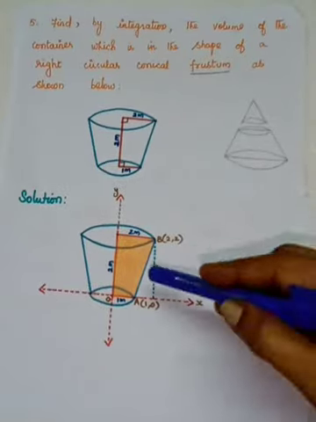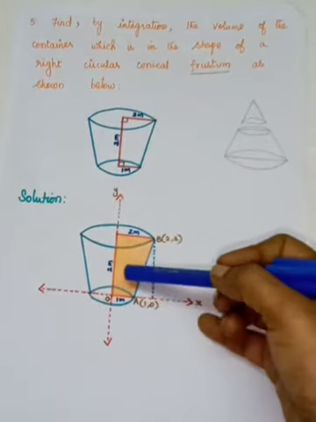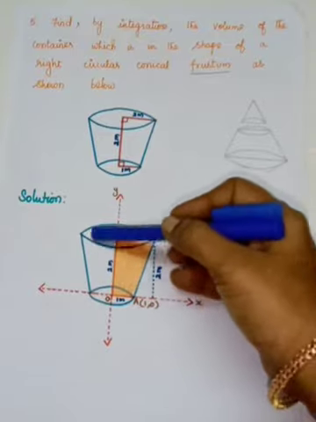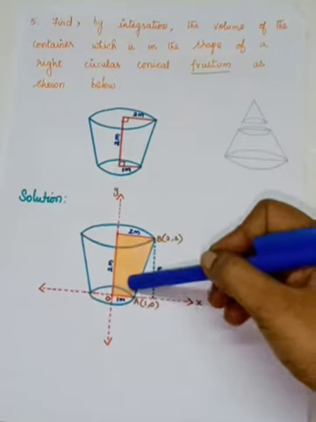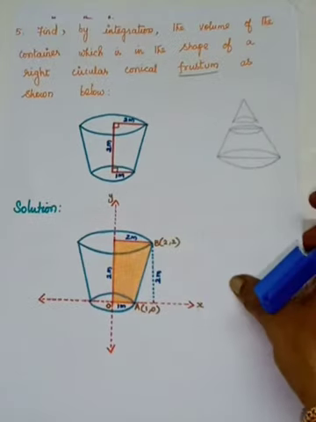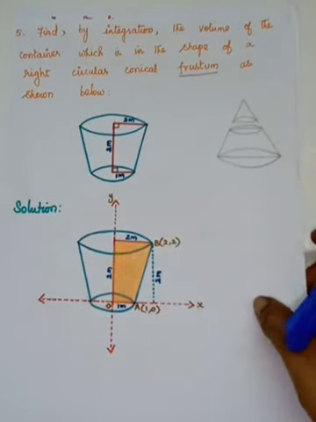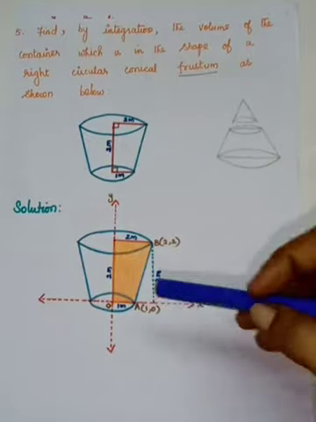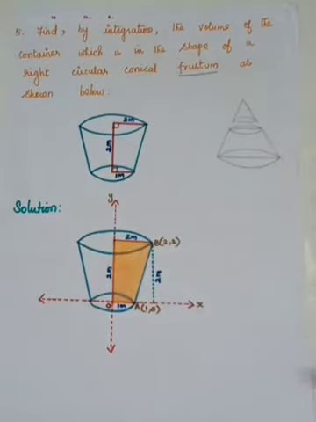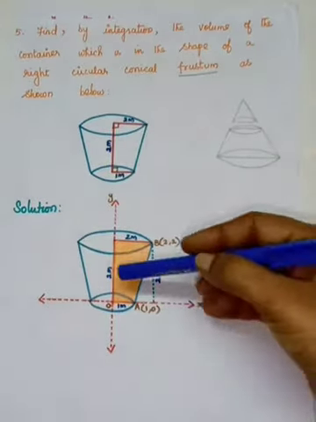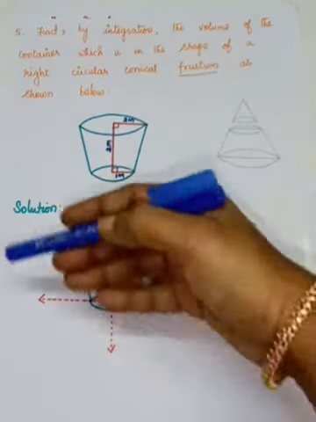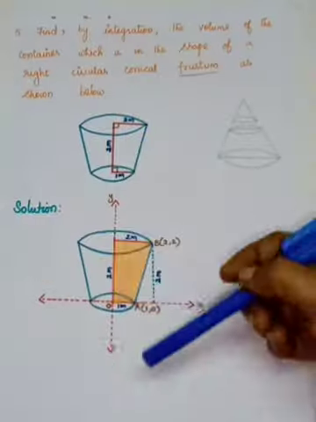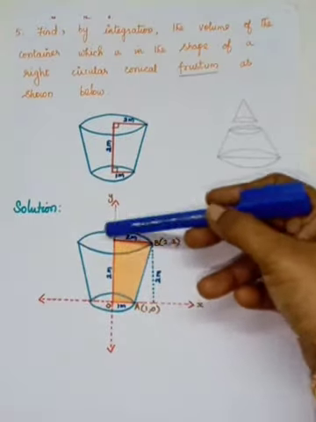See, the shaded portion is revolved about which axis? Y axis. You will get the frustum, that is a container, and you are going to find the volume of it. For that, it is revolved about which axis? Y axis. This shaded part, the orange-colored shaded part, is revolved about which axis? Y axis. You will get the whole thing.